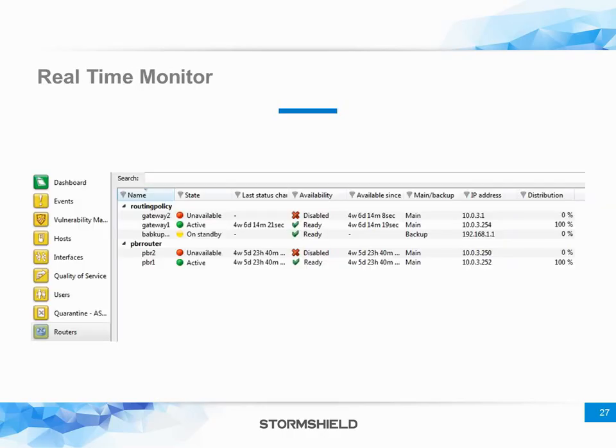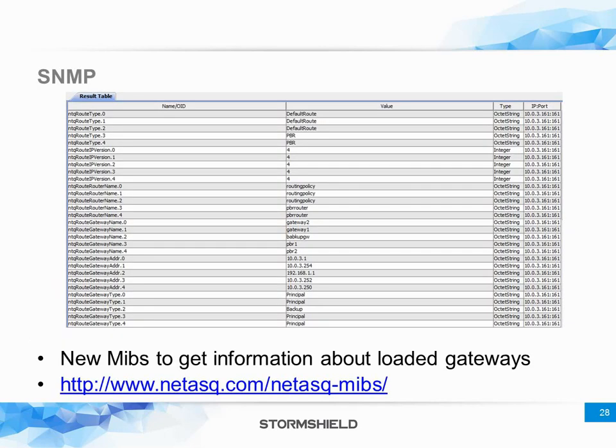You can also find the same information in the real-time monitor in a new tab called Routers, where we can find our two router objects with all their gateway status, addresses, weight. We can also get information through SNMP, but for that you need to download the new version of our MIBs from the URL you can see on the screen.